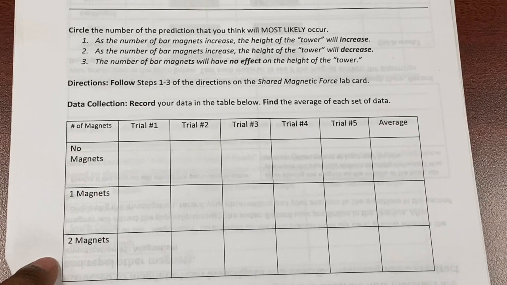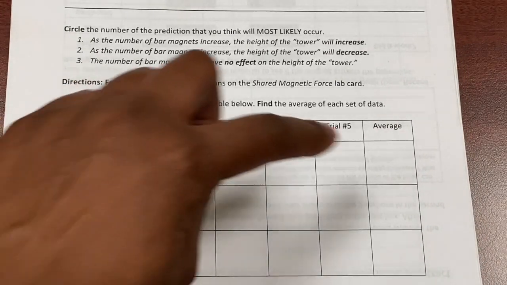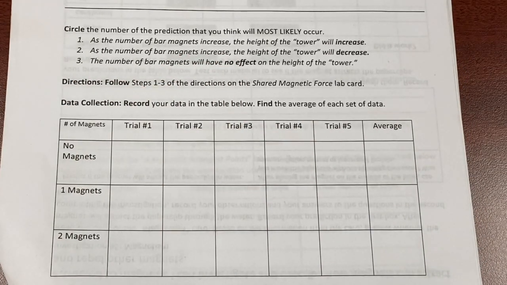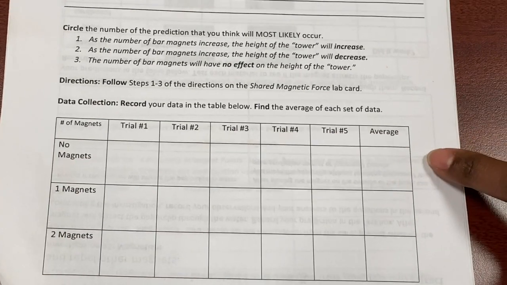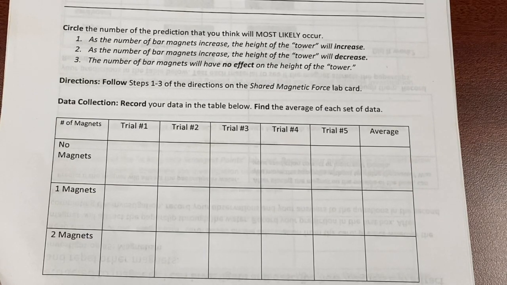As you can see on the data table, we've got 3 rows, 1 for no magnets, 1 magnet, and 2 magnets. We are going to be doing 5 trials. The reason that we're doing multiple trials is that we want to have as accurate of data as possible. Scientists do repeated trials so that they can make sure that what happens in the first trial is consistent through the rest of the trials. The more trials you do, the better your data. After we do 5 trials, we are going to find the average height of each tower. And when we get to that part, myself or your teacher will help you.